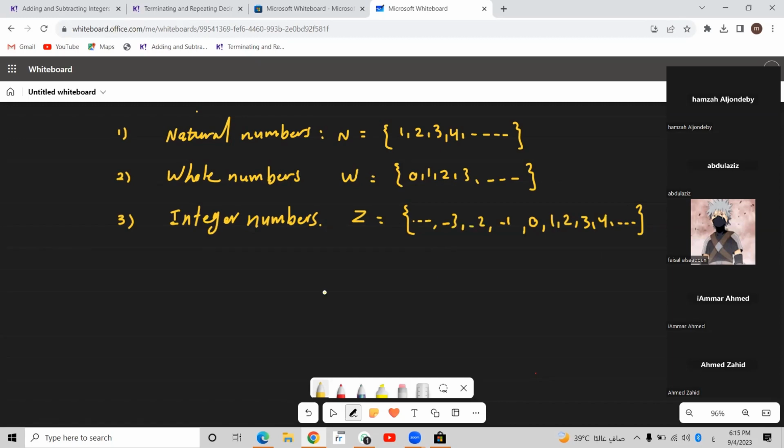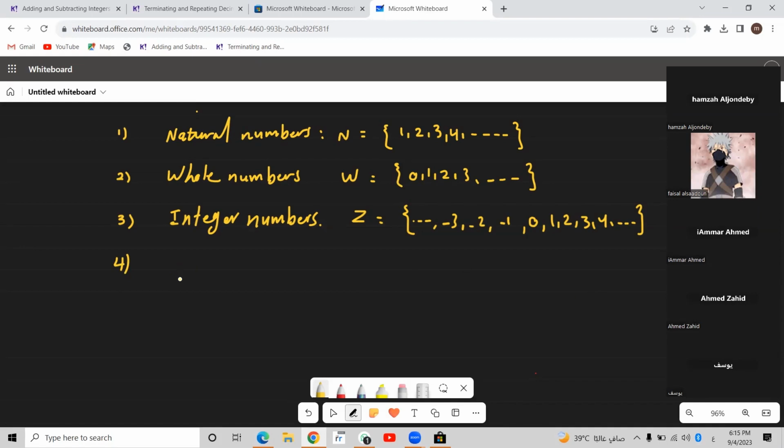Okay. So what else may we need, guys? What do you think? What is number 4? We started number 4 already. What about you, Ammar? What is set number 4? It's rational numbers. Yeah, great. Rational numbers. Okay. So what is the letter that stands for rational numbers?